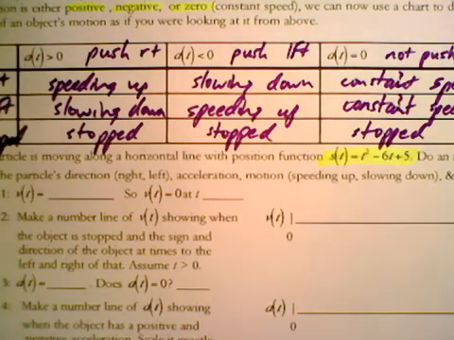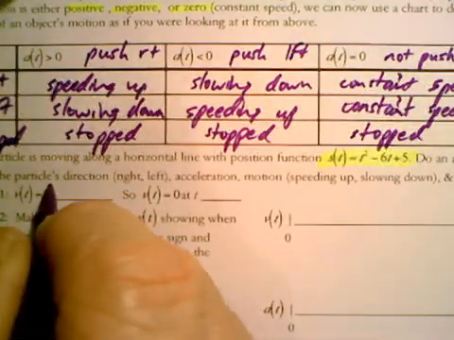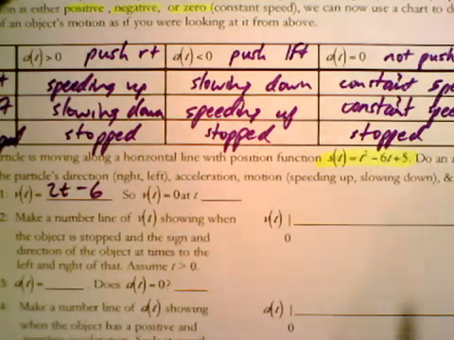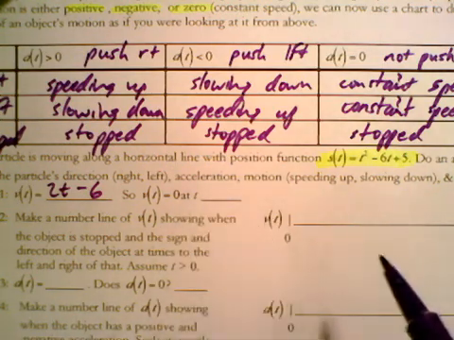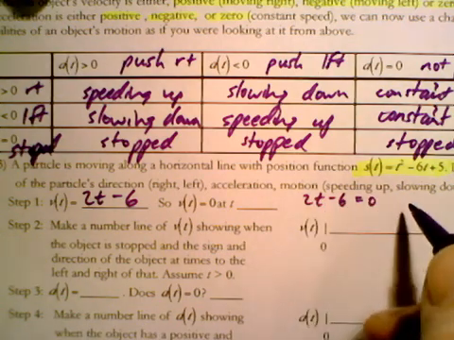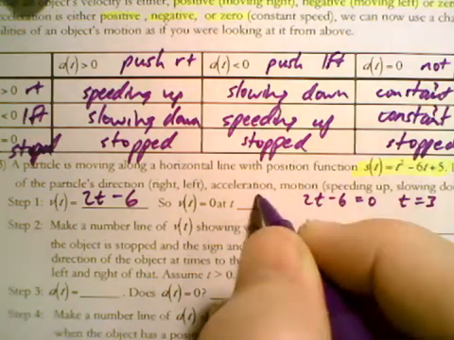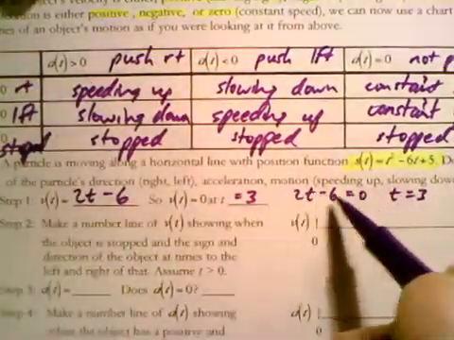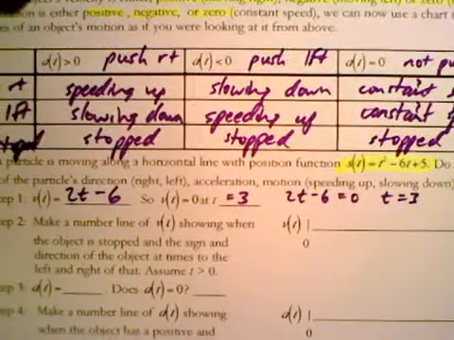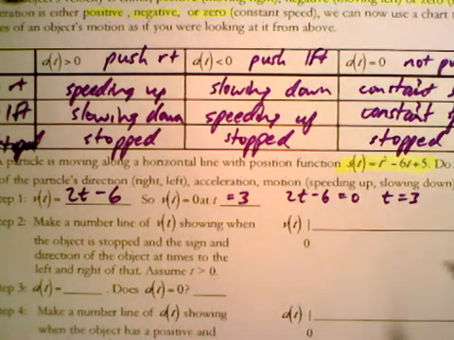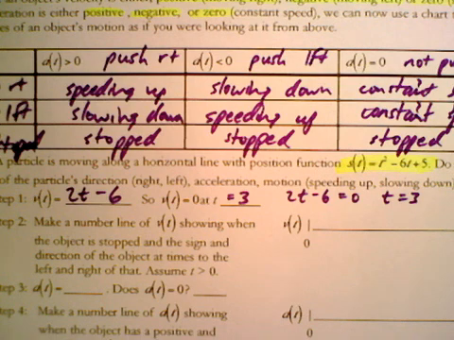So the velocity, we can easily do that. We know that the derivative of t squared is 2t, and the derivative of negative 6t is negative 6. If we want to know when the velocity is 0, then we set the velocity equal to 0, and we see that t is equal to 3. Just solve this velocity equation, set it equal to 0. Make a number line of v of t showing when the object is stopped and the sign and direction of the object at times to the left and right of that. Assume that t equals 0.